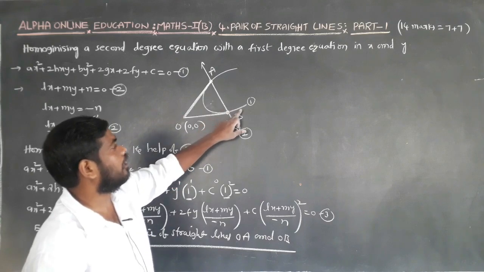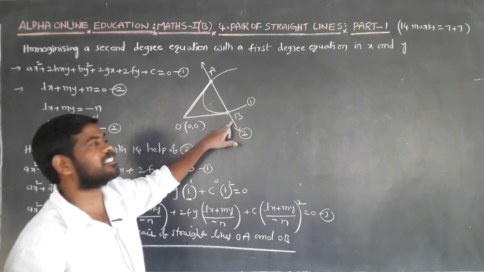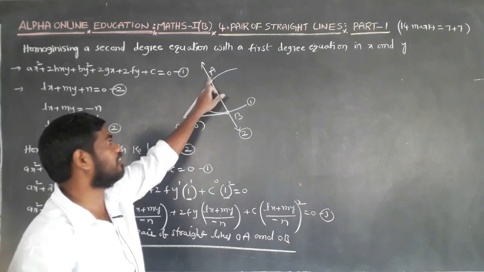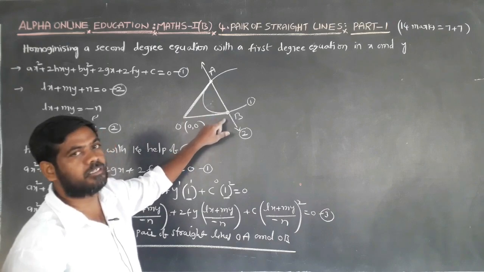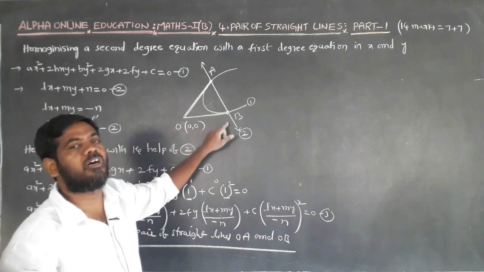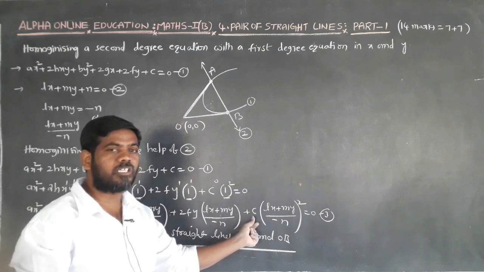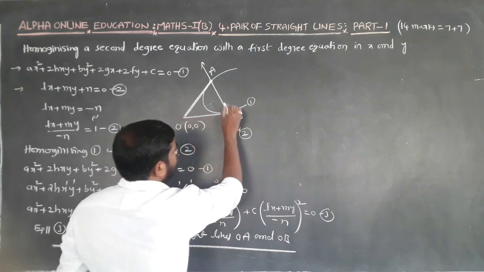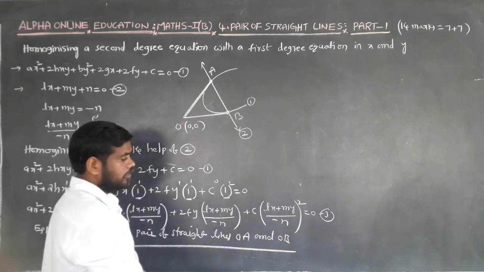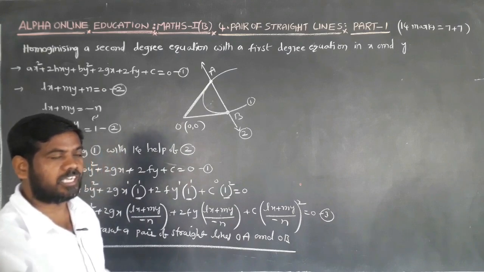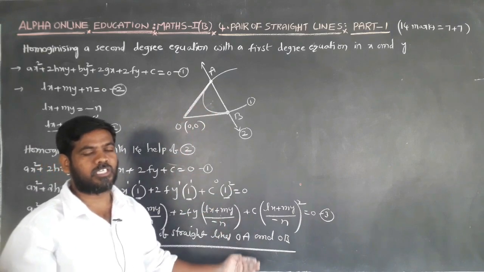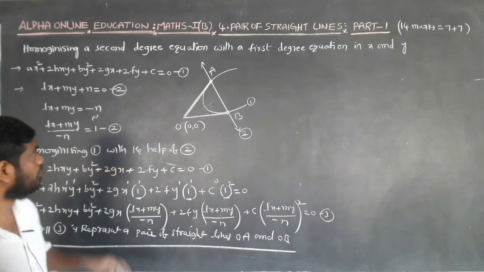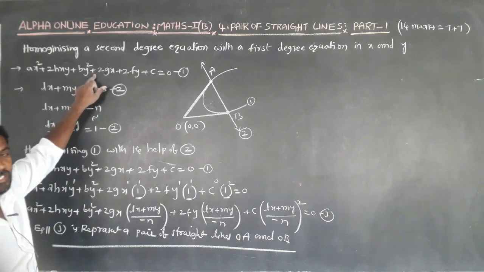Here the curve and the line intersect at capital A and capital B. These are the lines joining the origin to the points of intersection of the curve and the line. Here the third equation represents a pair of straight lines OA and OB. Equation 3 represents the combined equation of OA and OB. This is the process for homogenization. The second degree equation is a curve.